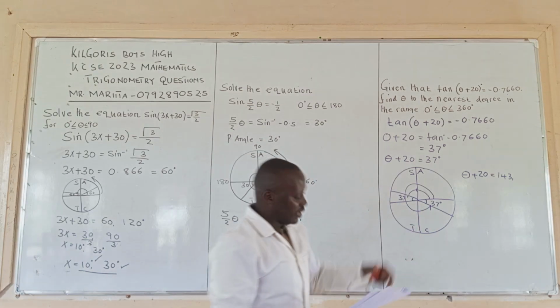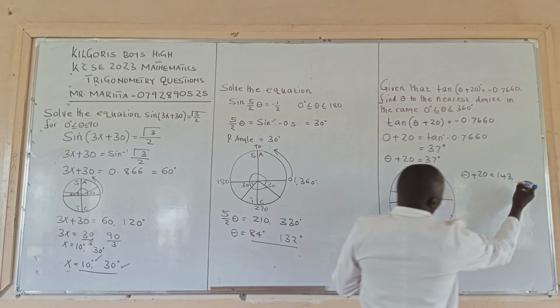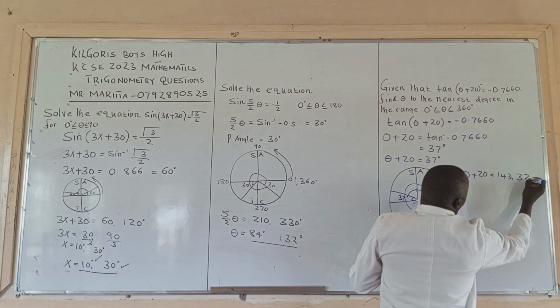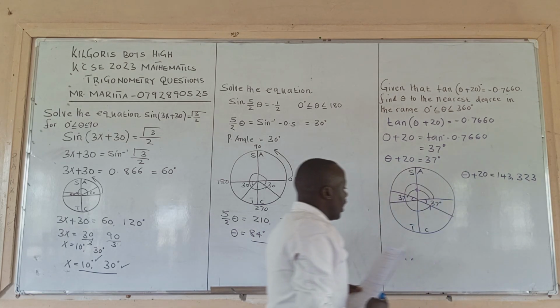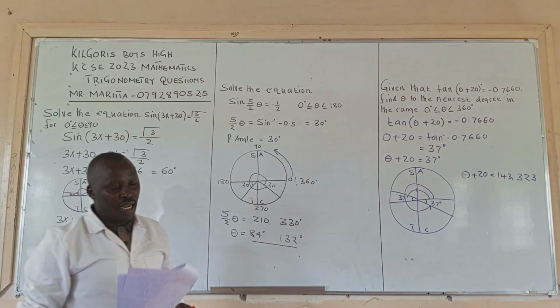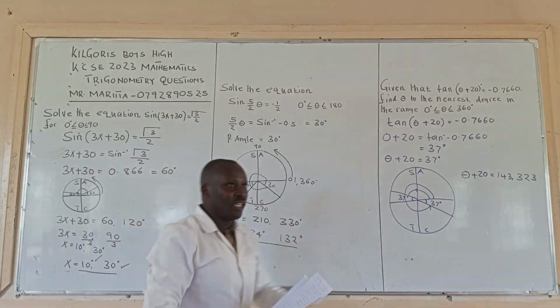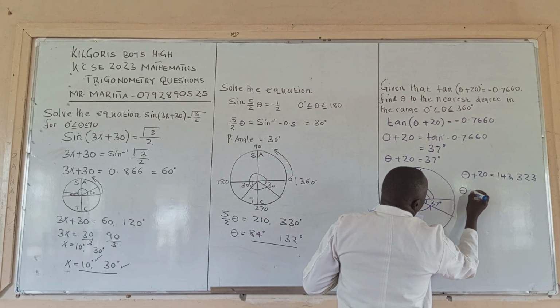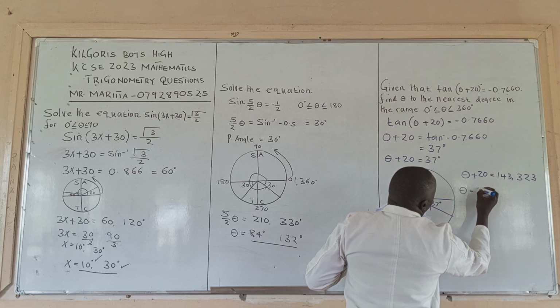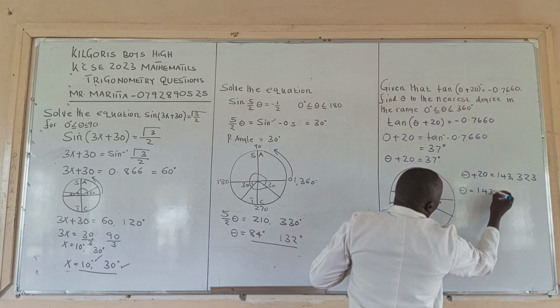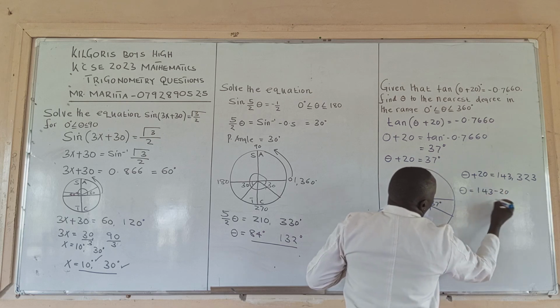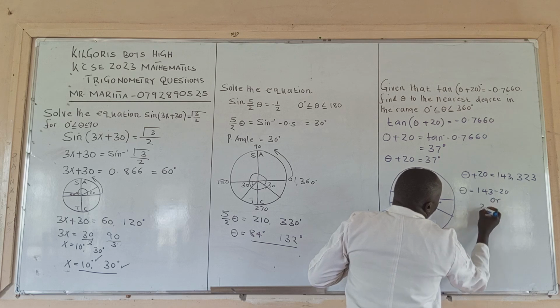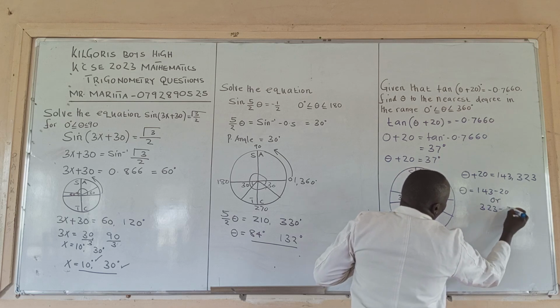You subtract, in this case, 37. So this one is giving us 323. So that is what we have. So if we have that one as 323 and 143, now we can find theta. So our theta from here is equal to 143 minus, in this case, 20. Or you can also have this as 323 minus 20.